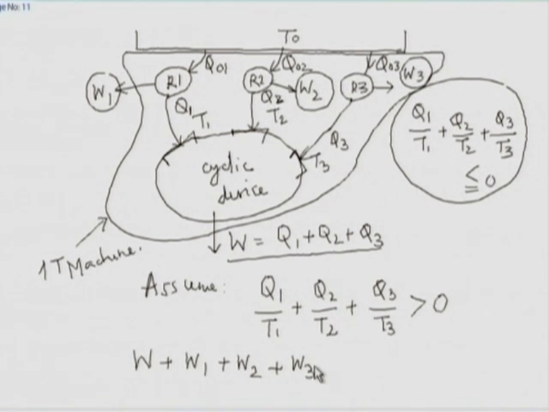Now let us check whether this is greater than 0 or less than 0. If it is greater than 0 under these conditions with this assumption, then we have set up a 1T machine, and that means this assumption would be wrong, because with this assumption you are able to set up a 1T machine. And if you want the detail, it would go something like this.